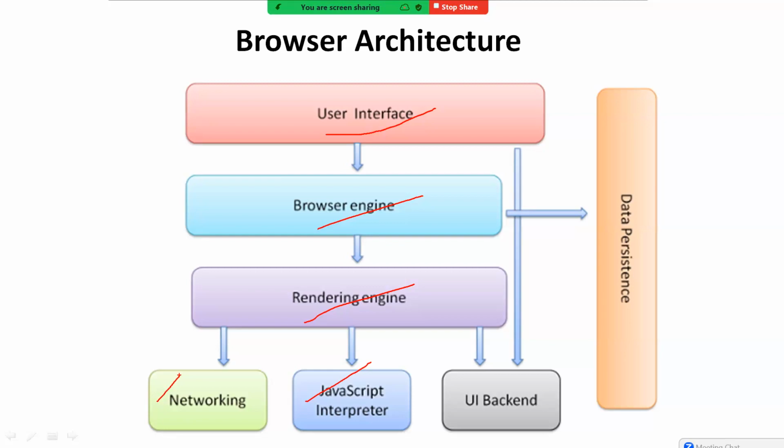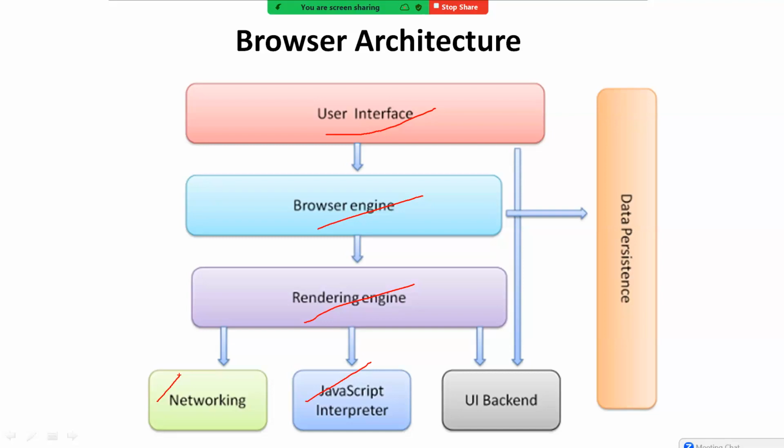UI backend and data persistence is the location where your browser-related data is stored. I hope you know that the browser stores data in cookies. The browser stores data in local storage. The browser stores data in session storage. You have session storage, you have local storage, you have cookies. This all comes under data persistence and backend.